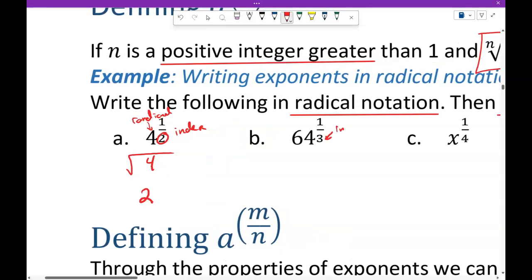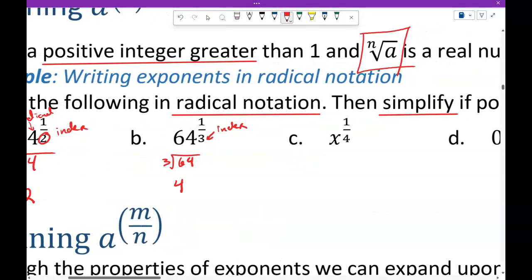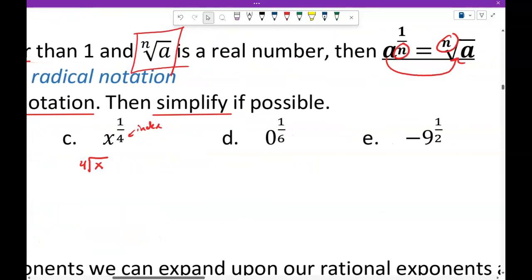Our index is 3, so it's the third root of 64, and that equals 4. Our index is 4, so we have the fourth root of x. Now I can't take the fourth root of x, so that's as simplified as we can get it. Our index is 6, so we have the sixth root of 0, and the sixth root of 0 is 0.